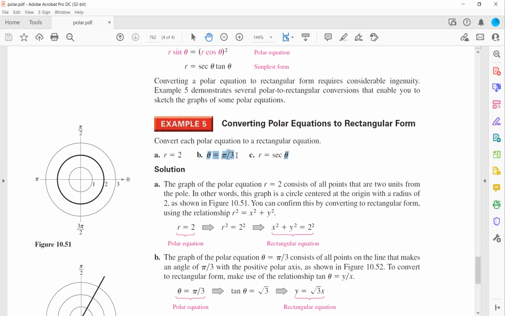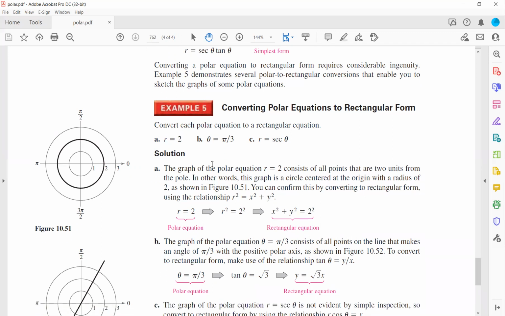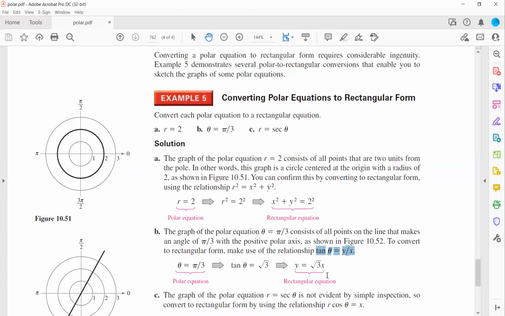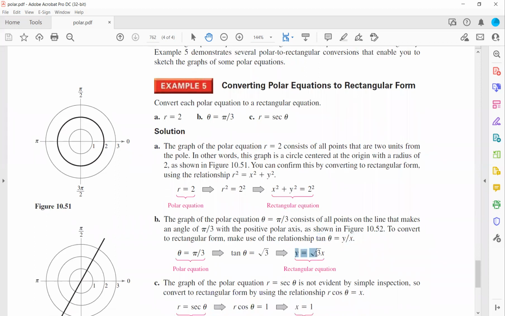Well, let's take a look at theta equals pi over 3. We need to convert that into x and y. But what's the relation between theta and x and y? We know that tangent of theta is equal to y divided by x. So y divided by x is equal to tangent of pi over 3. So y divided by x is equal to square root of 3. So y is square root of 3 times x. We all know from algebra that this is the equation of a line. It's an increasing line.